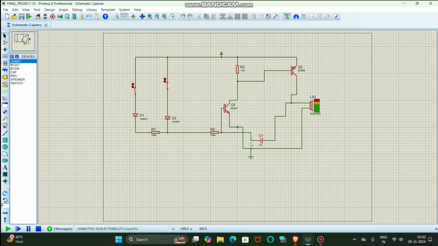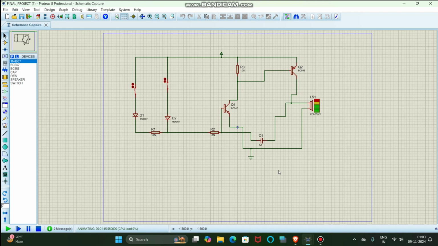An interesting thing to note is that capacitor C1 plays a very crucial role. When Q2 is turned on and the alarm is triggered, C1 charges up and holds the charge momentarily. This keeps Q2 in the on state for a short period, ensuring that the alarm sound continues briefly even if the triggering action stops.